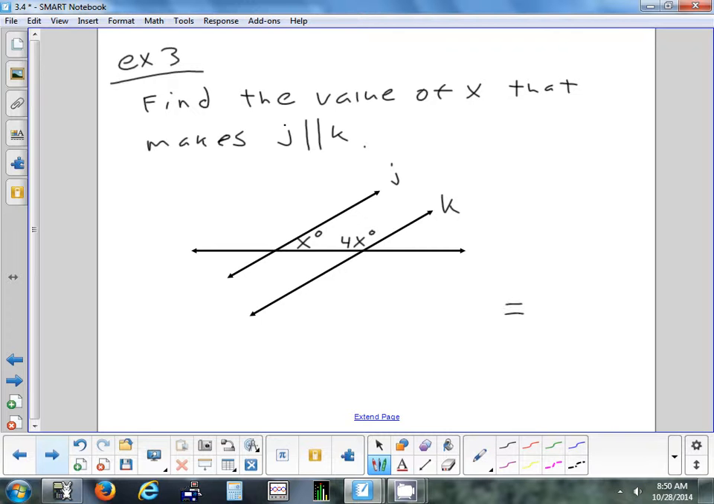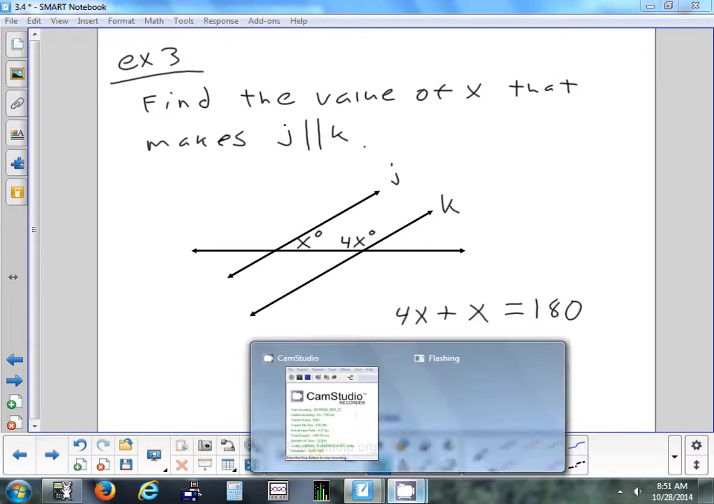So can somebody give me an equation involving those two angles and 180 that we could solve? Yeah, 4x plus x equals 180. Okay, 4x plus x equals 180. So now this is the algebra part. You've taken the fact in geometry that the consecutive interior angles are supposed to add up to 180, and now we'll solve that equation.